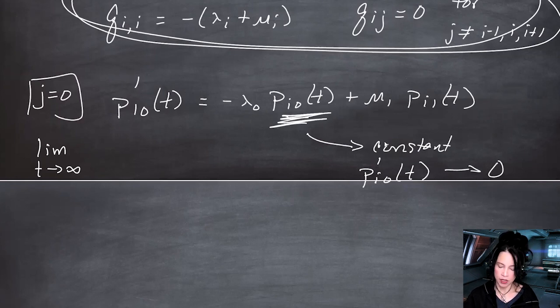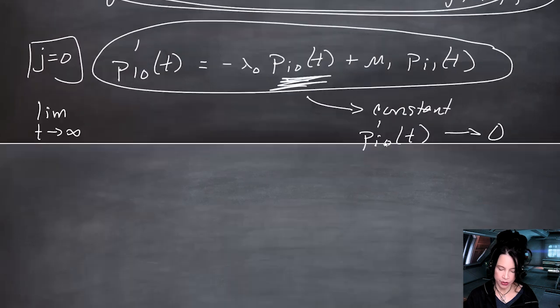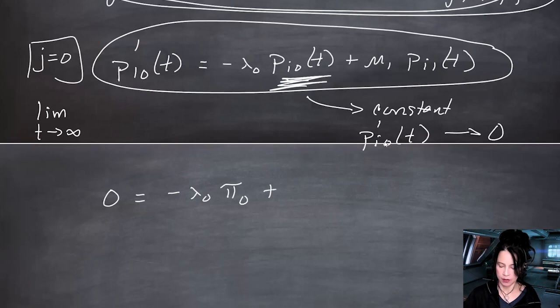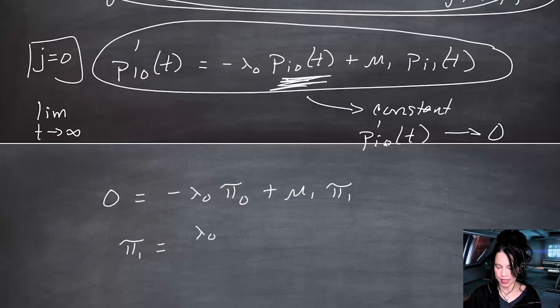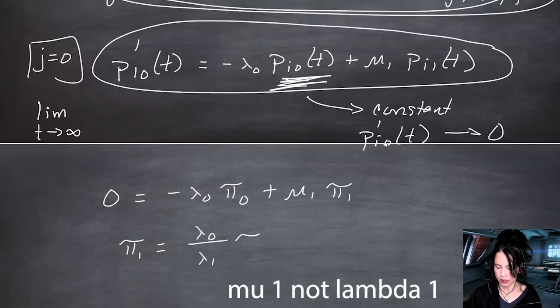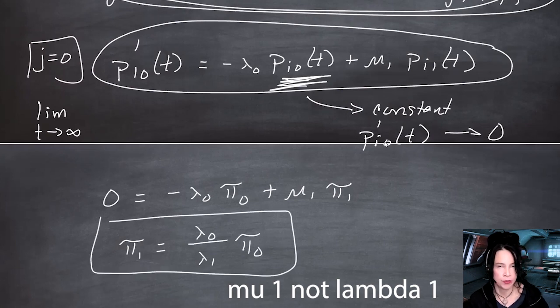So when I take the limit all the way across this equation as t goes to infinity, on the left side, I get 0. On the right side, I get negative lambda naught pi 0 plus mu 1 pi 1. And if I solve for pi 1, at least in terms of pi 0, we'll get that pi 1 is lambda naught over mu 1 pi 0. So there is an expression for pi 1 in terms of pi 0.